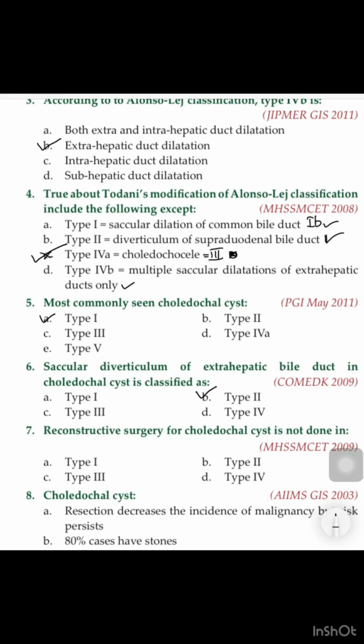Reconstructive surgery for choledochal cyst is not done in which type? So all types of choledochal cyst need some reconstructive procedure, in the form of Roux-en-Y hepaticojejunostomy, or in the form of limited liver resections or liver transplantation. So the one which does not require it is type 3 choledochal cyst, which requires only sphincterotomy.